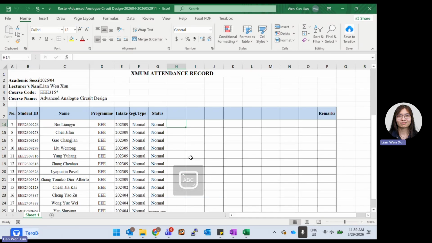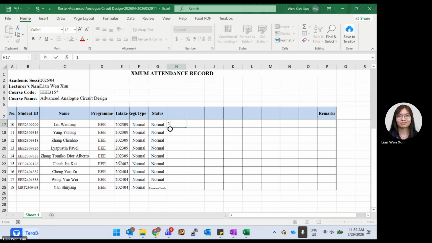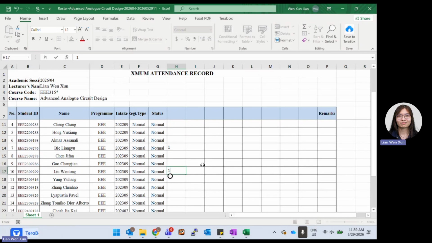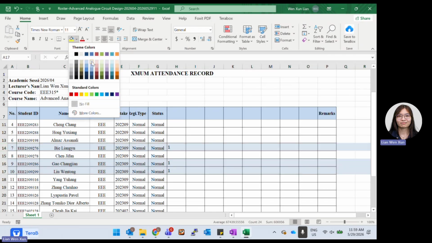I just want to confirm your grouping. So, Bie Liangyu, Liu Wentong, and Gao Changjian, one group. Correct? Any other additional people? Where is Changjian's name? Okay. So this is group number 1, I assume. I will just group according to colors, maybe.